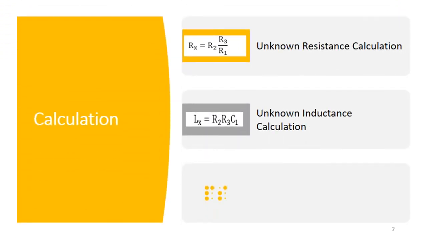Now let's see what are the formulas for the calculation of the unknown resistance and unknown inductance. Rx is equal to R2 into R3 over R1. This is the formula for the unknown resistance calculation. And Lx is equal to R2 R3 C1. This is the formula for unknown inductance calculation.